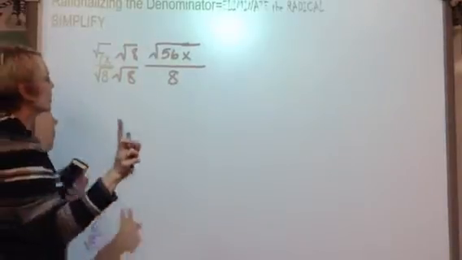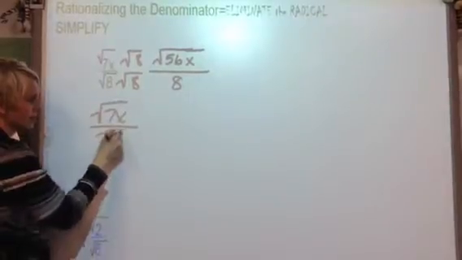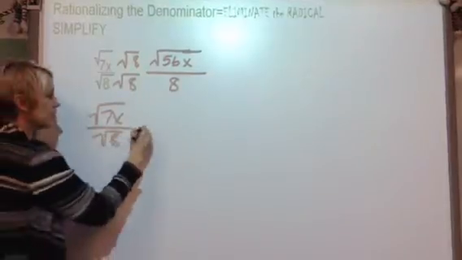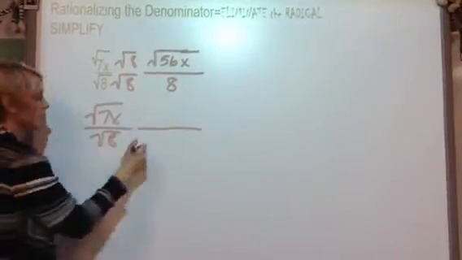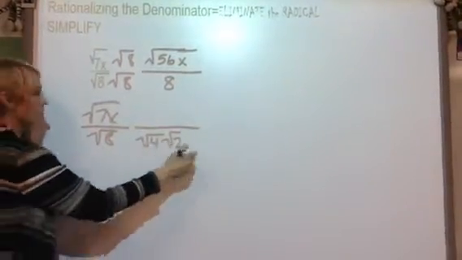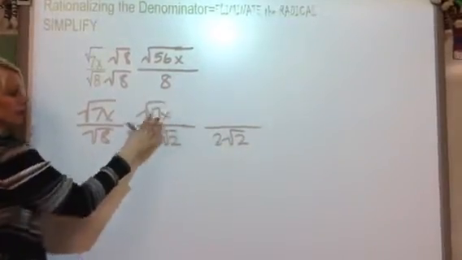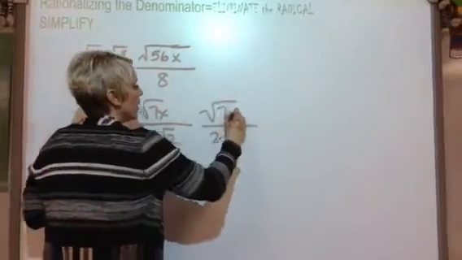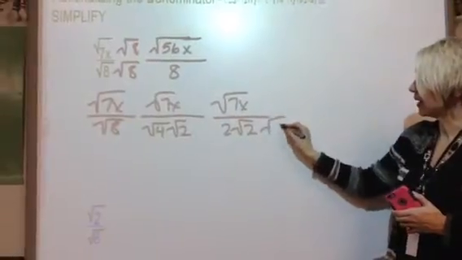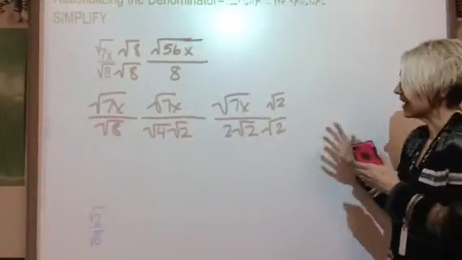Now, I want to show you one other thing you could do. Do you see how radical 8 is not simplified? Do you see how a perfect square could be factored out here? You could factor first if you wanted to and make this radical 4 radical 2, which would be 2 radical 2. If you wanted to, you could do that. Now the top would just stay radical 7x for right now. And then if you wanted to, then you could rationalize it here and then just multiply by a radical 2 if you wanted to. And that might be a little bit easier for you. And so it's kind of up to you what you want to do.